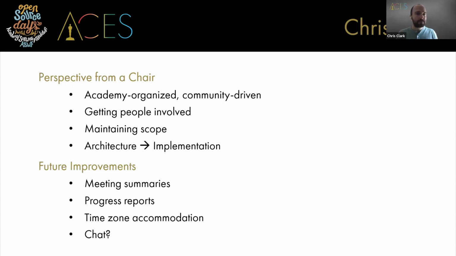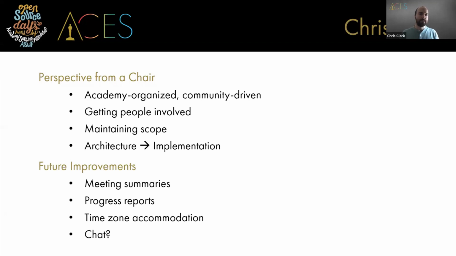And as far as future improvements, I think we're already seeing a lot of improvement in some of the new groups, particularly the gamut mapping group, which has done a really amazing job at summarizing meetings for people who miss them. They are recorded, but they've been doing these little summaries of the key points, things that had consensus during those meetings, things like that. And also providing progress reports for months of work and summarizing milestones or things that they've achieved.